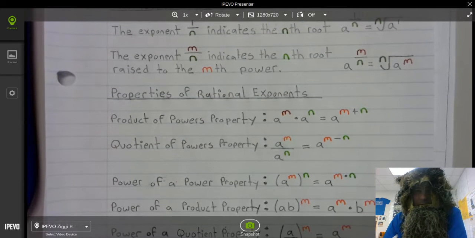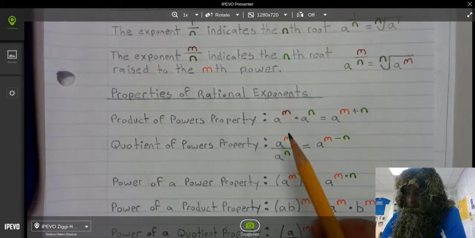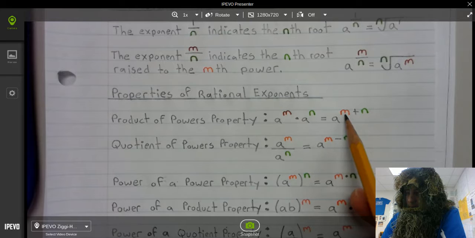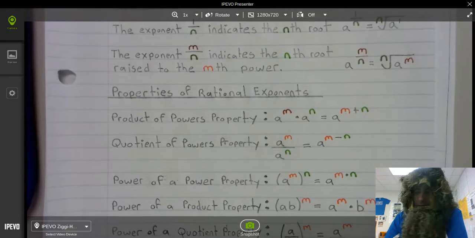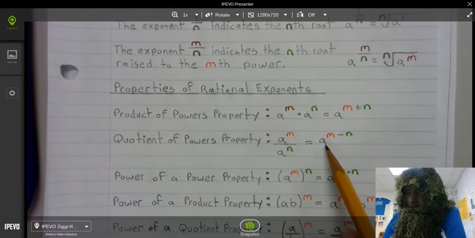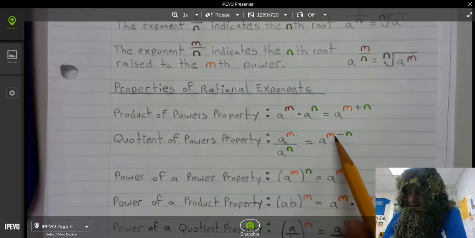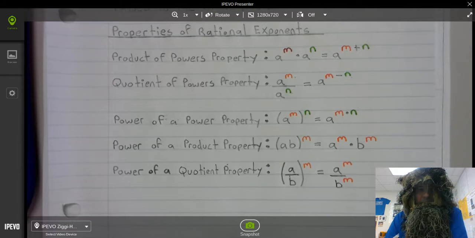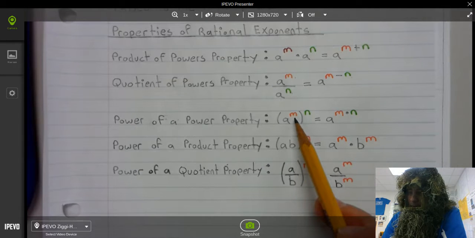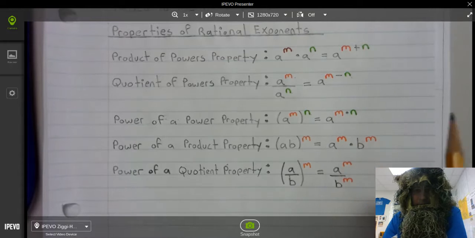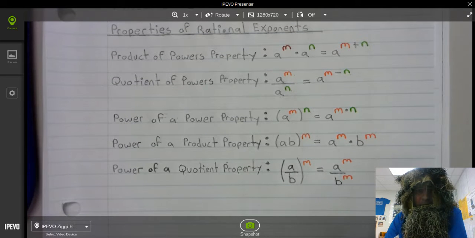Properties of rational exponents. So the product of powers property. If you have a to the mth power times a to the nth power, that is equal to a to the m plus n. The quotient of powers property, if you have a to the mth power divided by a to the nth power, that's equivalent to a to the m minus n power. All right, you have the power of a power property. That's a tongue twister for you. So if you have a to the mth power to the nth power, that's equivalent to a to the m times n power.